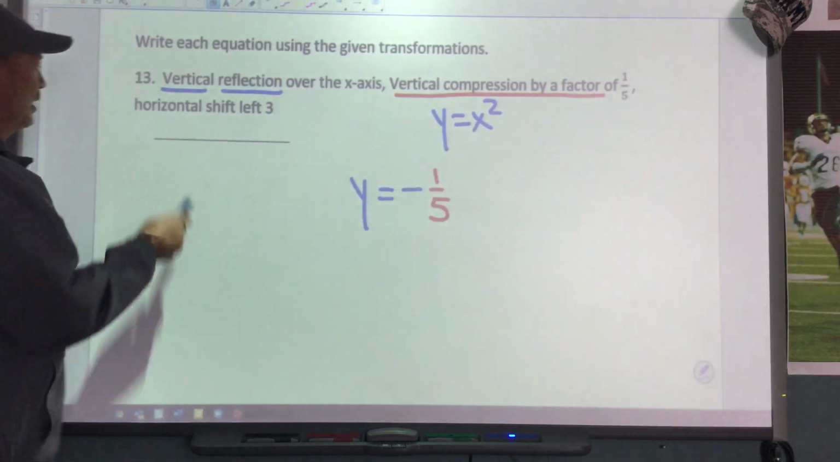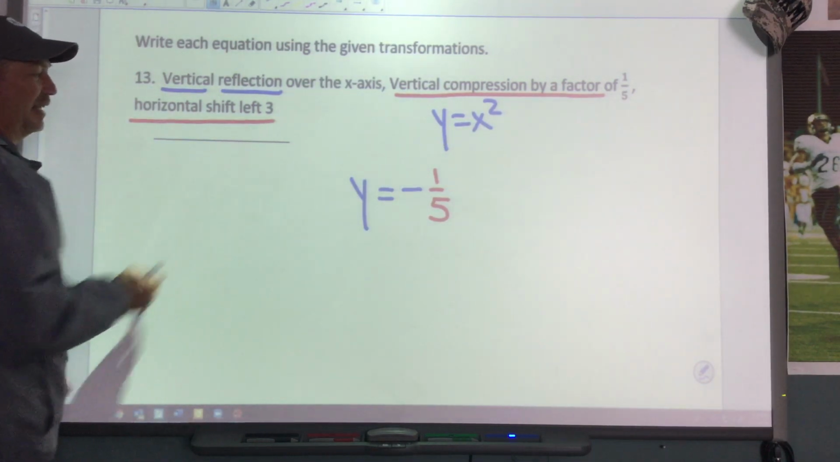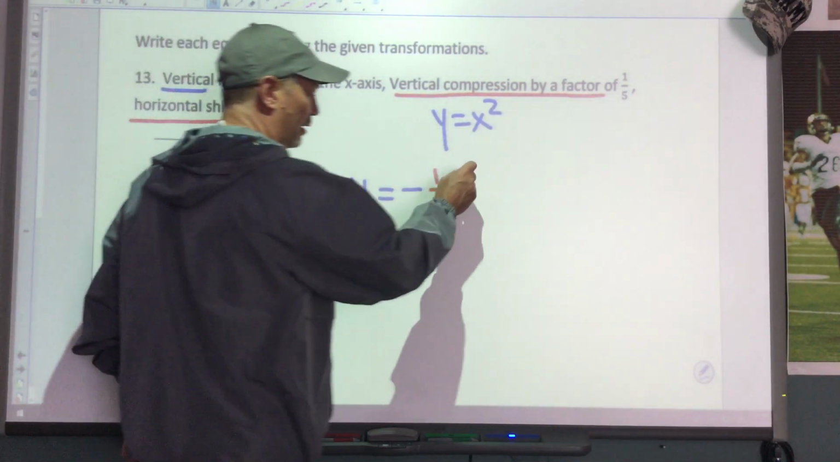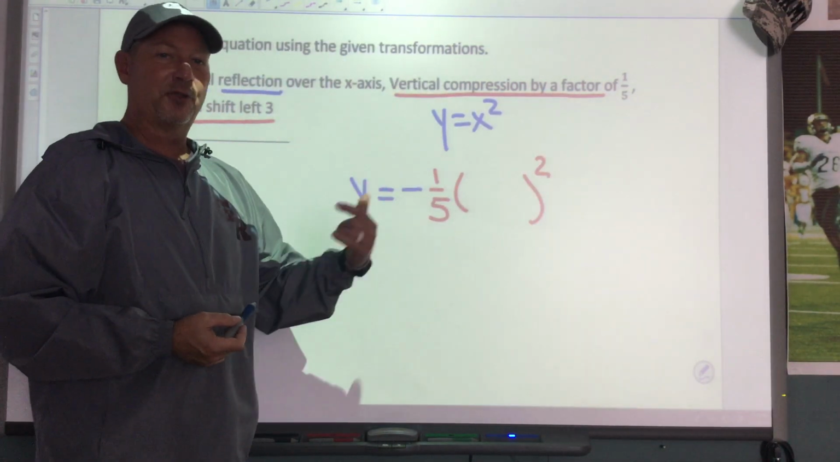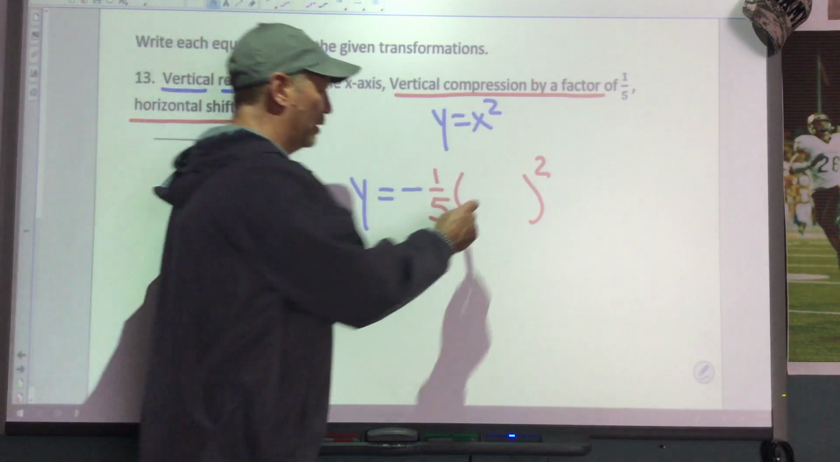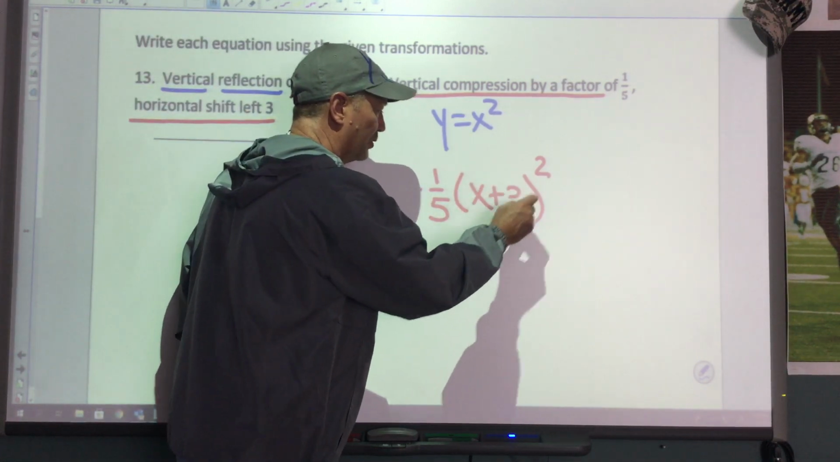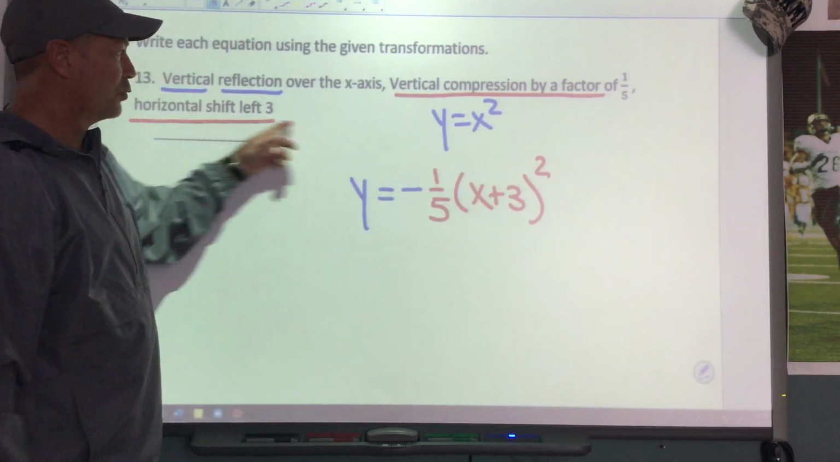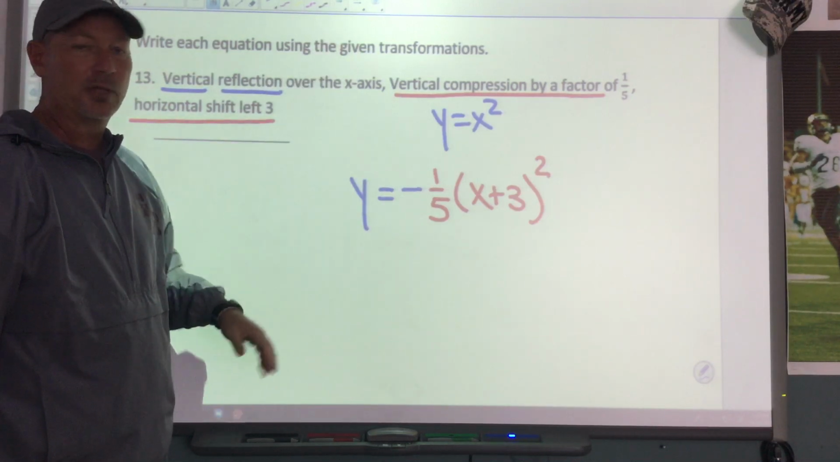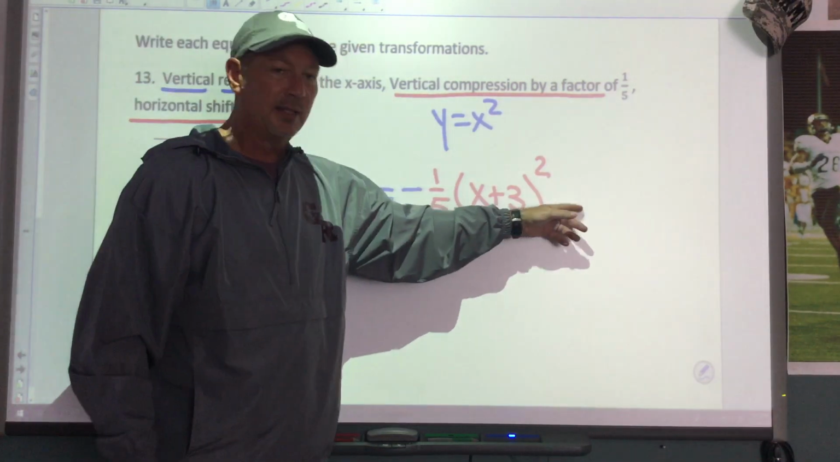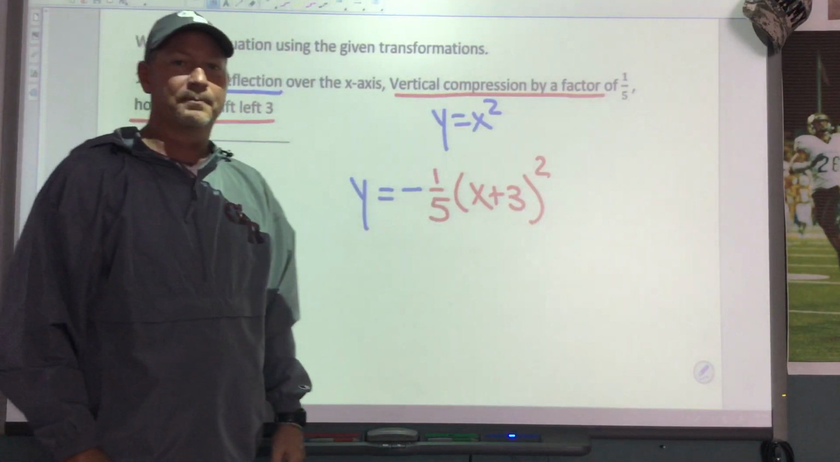And then what does it say? We have a horizontal shift left 3, so we're thinking opposite, so we're going to say x plus 3. Did they tell you about a vertical shift up or down? Did they say anything about going up or down? No, so we do not write it. This would be my final answer.